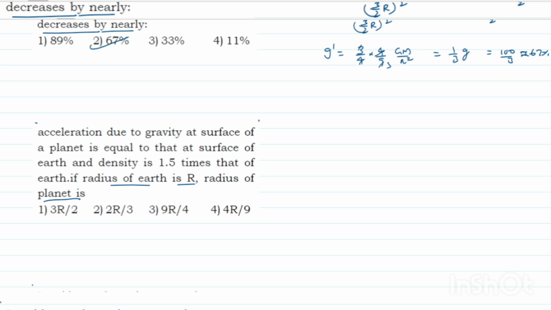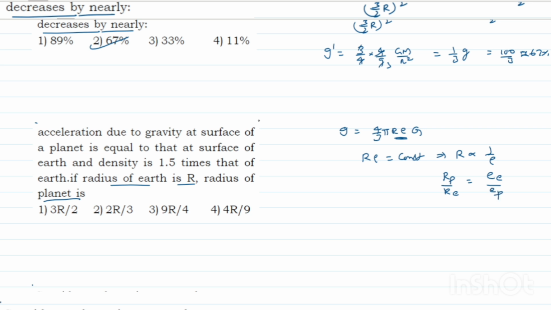So g in terms of the density: g equals 4/3 pi G r rho, students. This is the relation for g in terms of the density. Now, for r and rho, all remaining values you can take as constant, so r into rho is constant. So r is inversely proportional to rho. So radius of the planet to the radius of the Earth will be equal to density of the Earth by density of the planet.